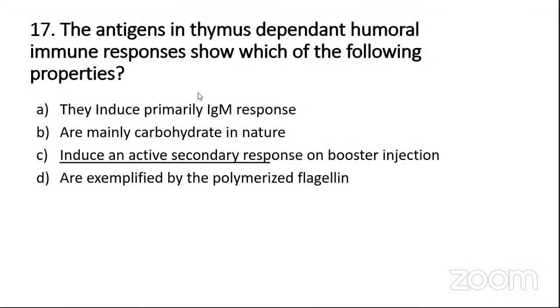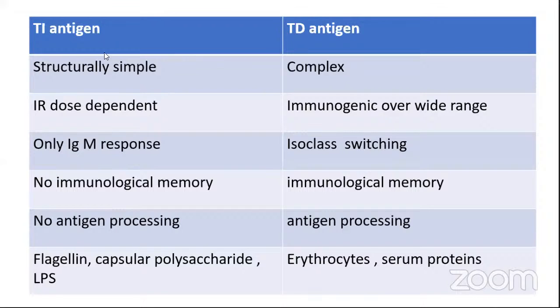So there are two different types of antigens, thymus dependent and thymus independent antigens. The thymus independent antigens are structurally simple, whereas thymus dependent antigens are highly complex. And for thymus independent antigens, the immune response is dose dependent. The more the antigen, the more immune response. Whereas thymus dependent will be immunogenic over a wide range, and thymus independent antigens give only IgM, whereas dependent will show class switching to IgG. Independent antigens, no immunological memory, dependent will have immunological memory.